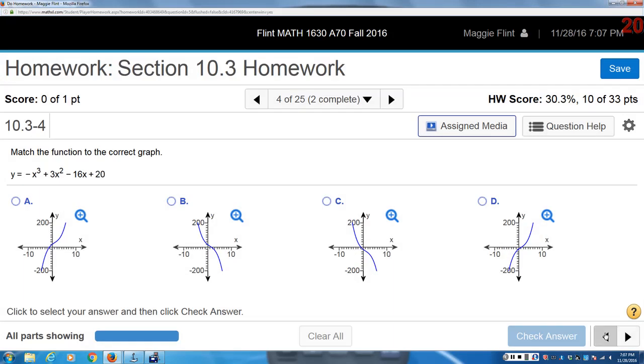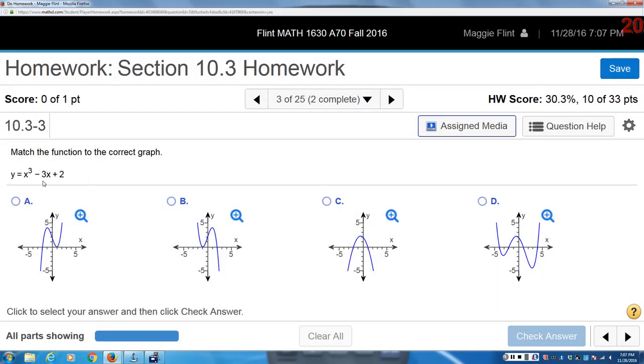Oh, I think I missed one. Okay, this one is a cubic equation. And it's x to the third power. Now here's some ways we can think about eliminating some things. We know it's going to be one down and one up, so, okay, it's not D. Pretty sure it's not C. It's probably between A and B.